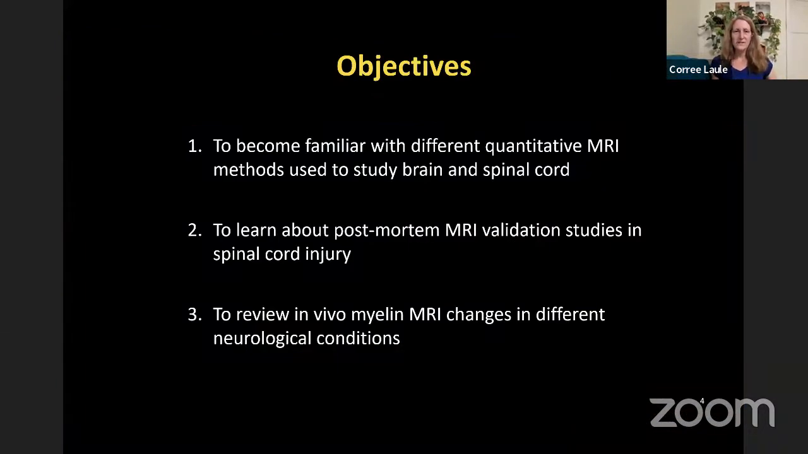So I've got some objectives. The first is to become familiar with different quantitative MRI methods that are being used to study brain and spinal cord. The second is to learn about postmortem MRI validation studies, focusing on spinal cord injury. And the third is to review in vivo myelin MRI changes in different neurological conditions.